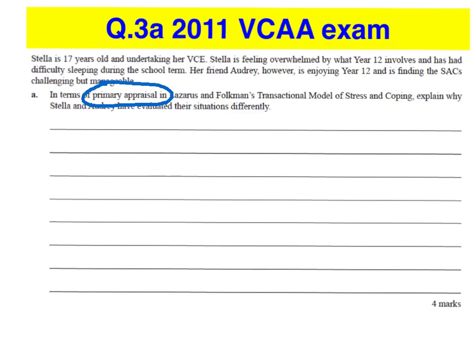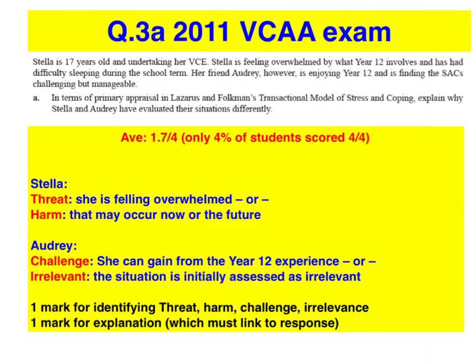So Stella's 17, she's doing VCE, she's feeling overwhelmed. She's having difficulty sleeping. Audrey is enjoying Year 12 and finding it challenging but manageable. Now, to get the marks here, you've got to do two things. One, you've got to identify the terminology that Lazarus and Folkman used for primary appraisal. So the options are threat, harm, challenge, irrelevant, benign, positive. You could throw that in if applicable.